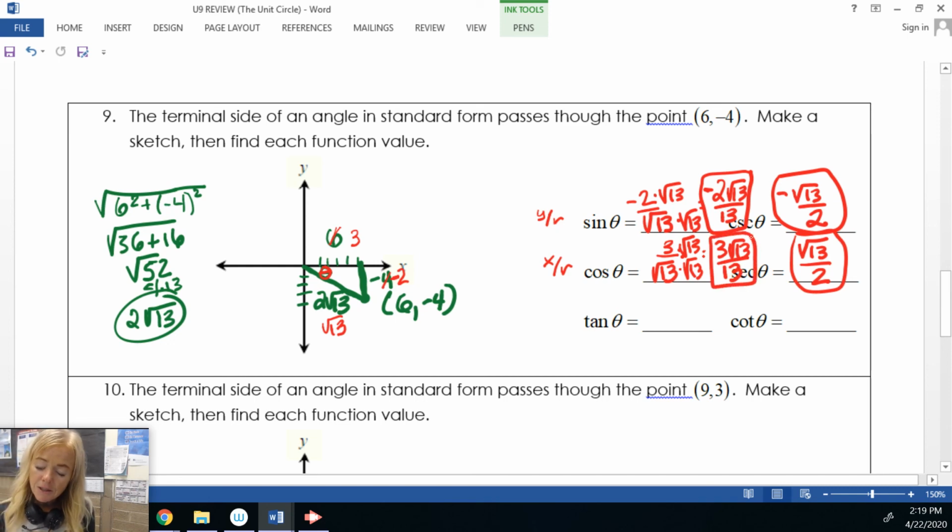All right, tangent is, remember, y over x. So y is -2, x is 3, and the cotangent is the reciprocal. So we're done with that one.